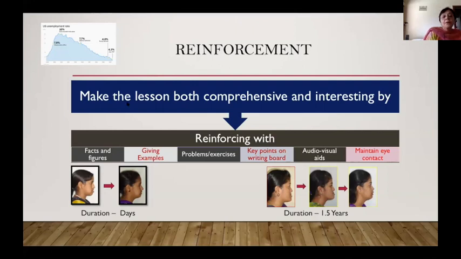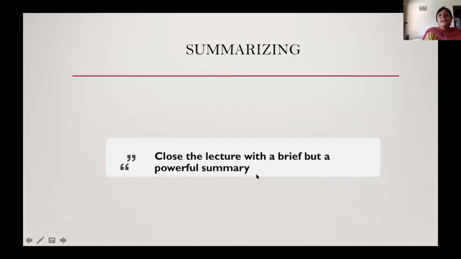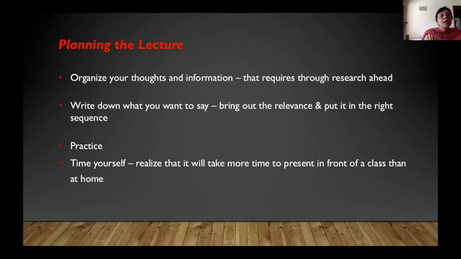For example, you can use facts and figures, you can give examples, you can use audiovisual aids, and most important, please maintain eye contact. Finally, summarizing is very important. Close your lecture with a brief and powerful summary. Okay. Now, to recapitulate, now planning your lecture, organize your thoughts and your information. That requires a thorough research.